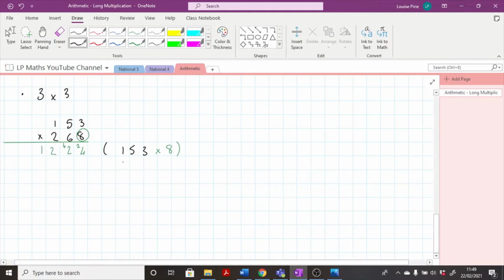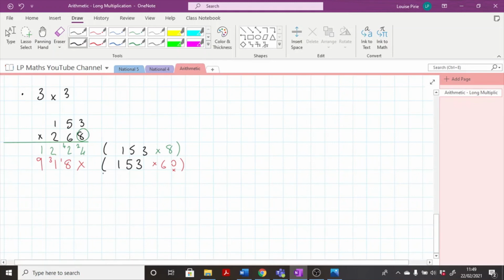Underneath, we're going to do the same as what we did before. 153 times by the tens number, so this is times by 60 this time. But as ever, we're going to put a cross under the 0 and we're going to put a cross in the units column. And then we're going to multiply through by 6. So 6 3s are 18. 6 5s are 30 plus 1 is 31. And then 6 1s are 6 plus 3 is 9.